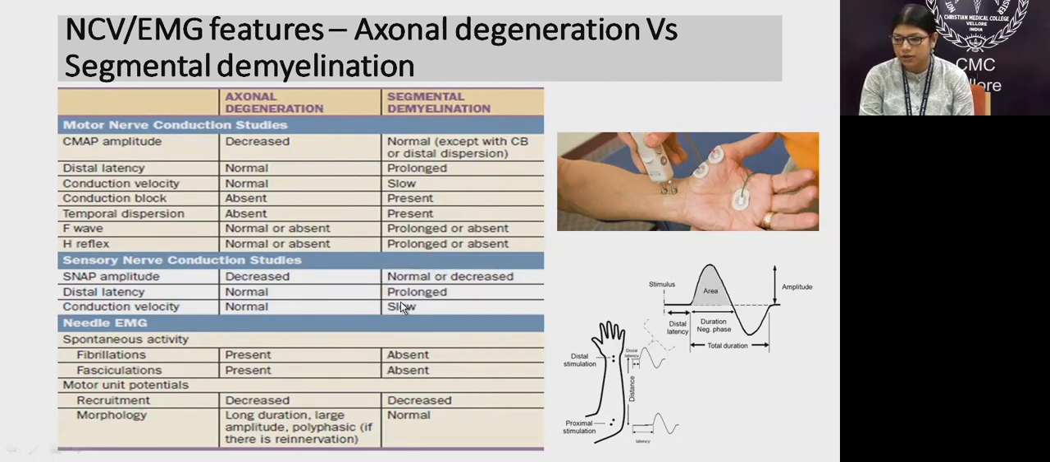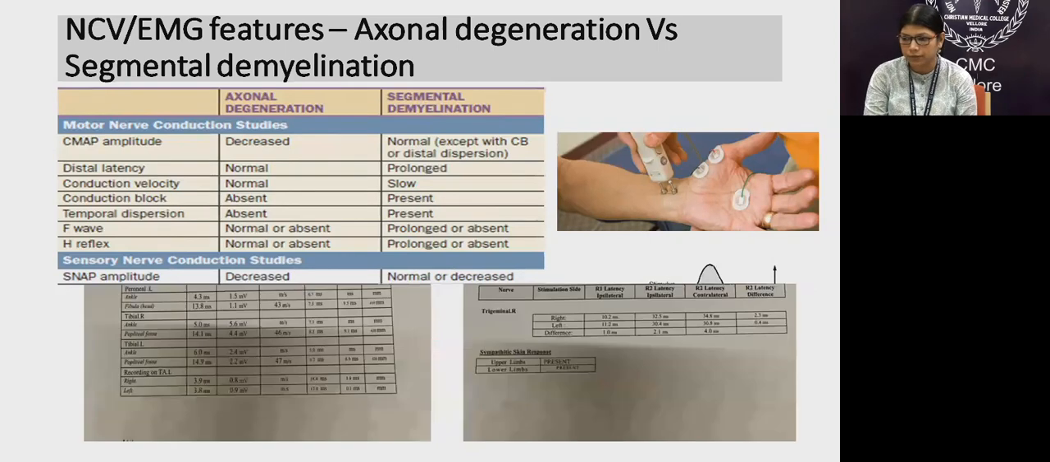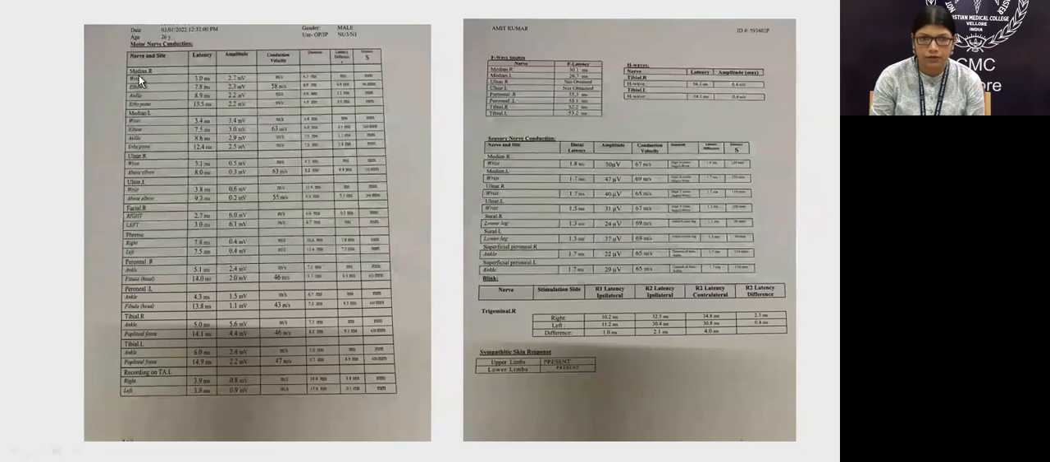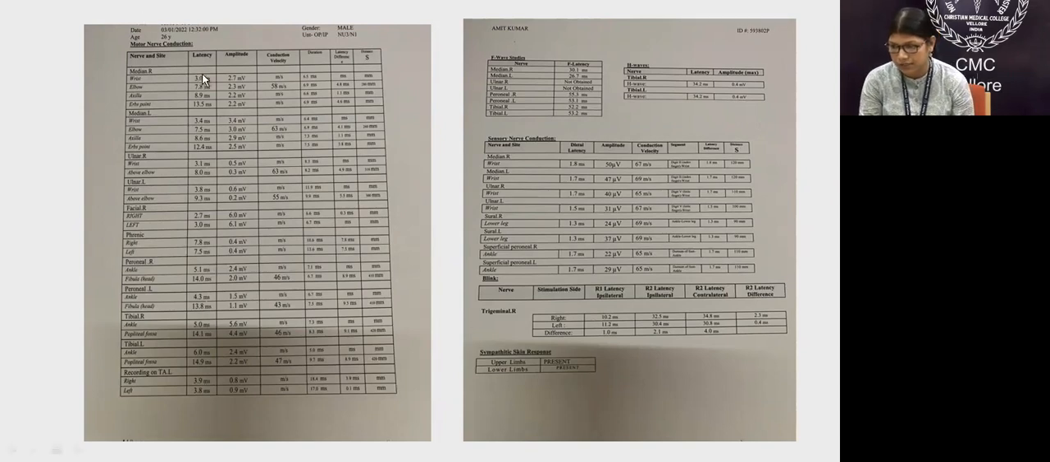Similarly, in SNAPs, the distal latency and the conduction velocity will be slow in the demyelinating type of neuropathies, whereas it can be normal in the axonal type of neuropathy. So just to briefly give you an example, this was a 26-year-old gentleman who presented with a 1-week history of weakness of both upper limbs and lower limbs, with an antecedent upper respiratory tract illness 2 weeks prior to presentation.